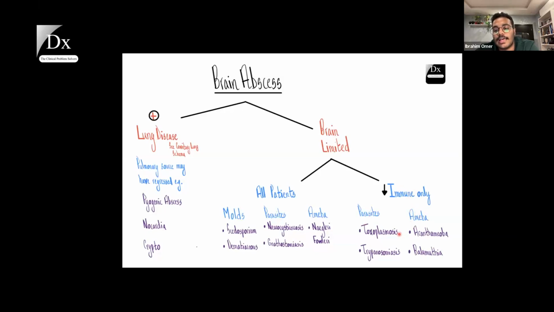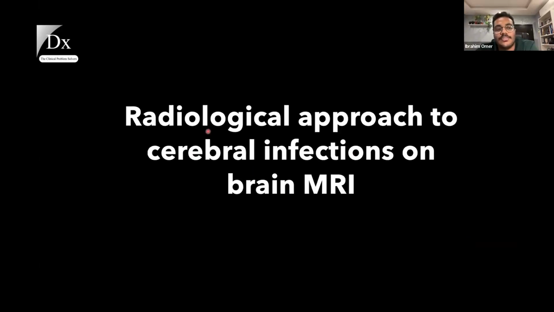And amoebas, you can think of Acanthamoeba and Balamuthia. And in parasites, you can think about Toxo and Trypanosoma. And in immunocompetent patients, you can also think of amoebas, parasites, and molds. However, the differential diagnosis in each of the categories will differ a little bit. In parasites, you have to keep neurocysticercosis in mind at all times, which this patient actually ended up having as a diagnosis. So your radiological approach to cerebral infections on brain MRI will be the main topic of today's presentation.